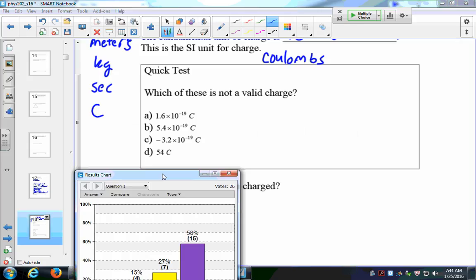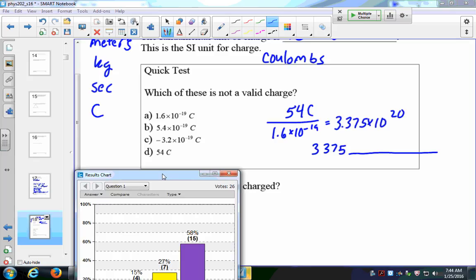54 coulombs. But look what happens if I take 54 coulombs and I divide it by the fundamental unit of charge, 1.6 times 10 to the minus 19. When I do this, I get 3.375 times 10 to the 20th, or that would be like 3.375 with 17 zeros behind it. Is that an integer value or a decimal value? That's an integer value. So that means that in this charge of 54 coulombs, I have 3.375 times 10 to the 20th protons, right?